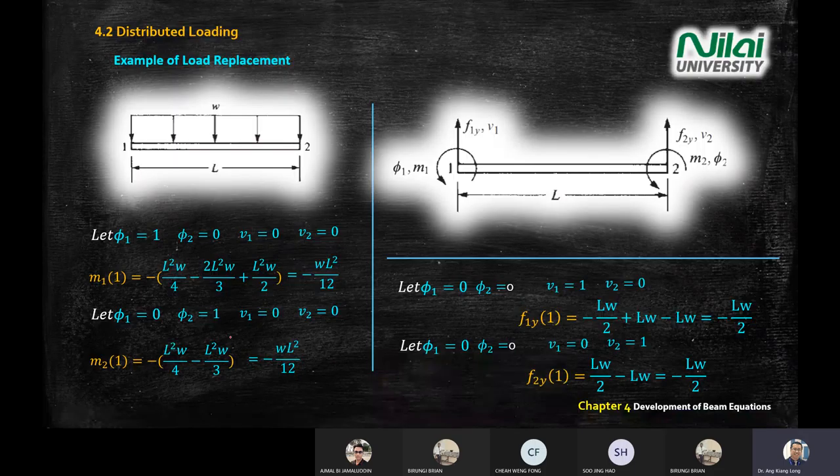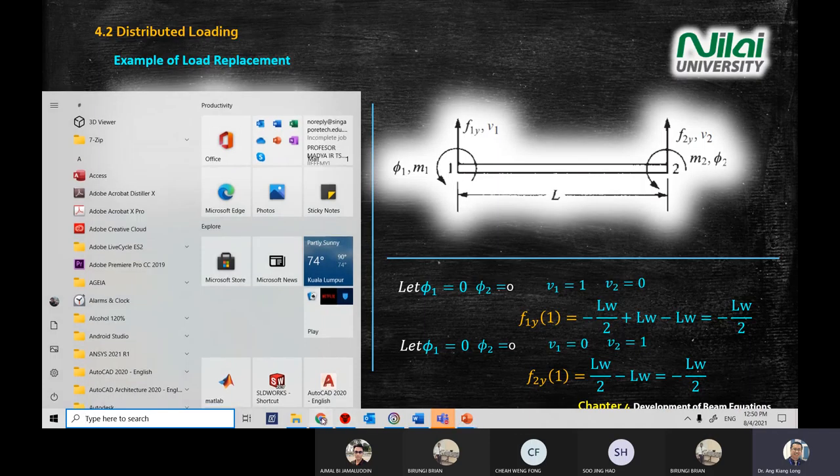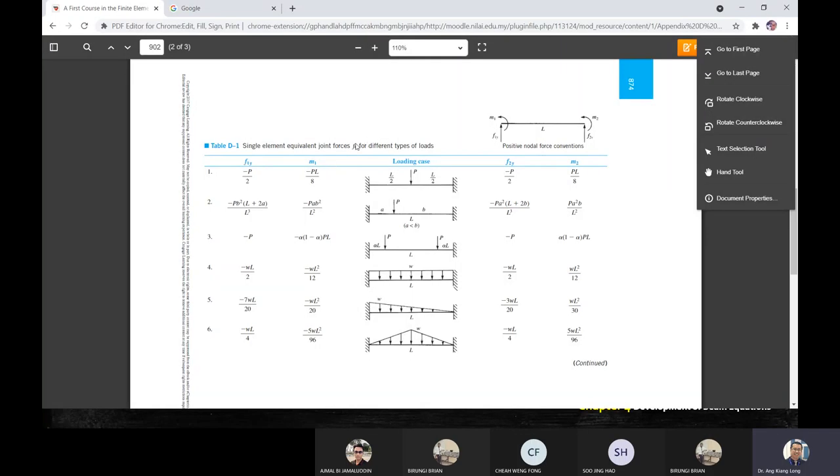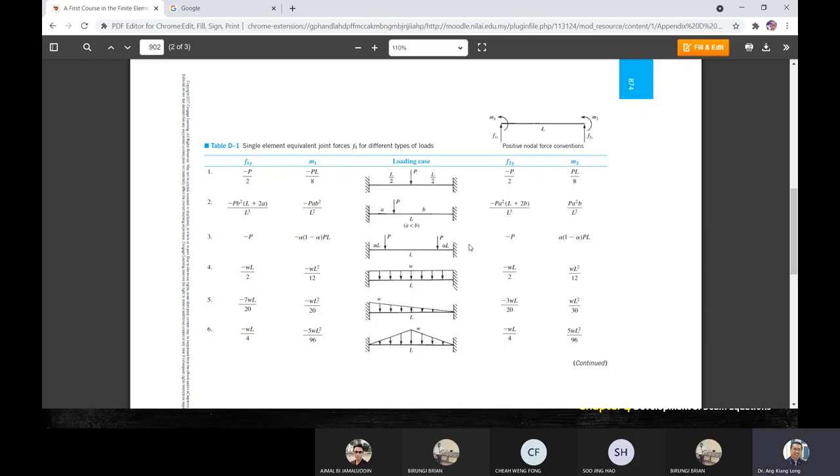Are you able to see the relationship? Now, for example, we already converted this diagram into this one. And if you want to calculate moment at point 1, you use negative WL squared divided by 12. So if you go to this diagram, straight away, you don't need to worry about the derivation. Straight away, you refer to this table. If you want to convert this one to this diagram, you just straight away use this formula. Is it clear to you? This table appendix is important for your test or final exam.